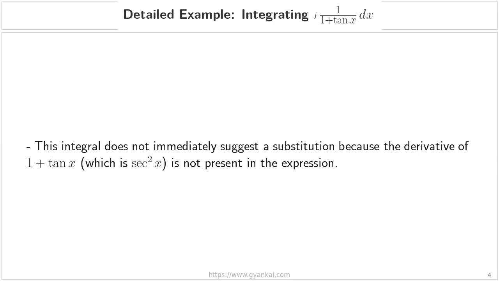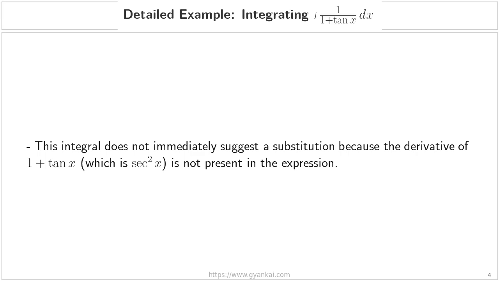Detailed example: integrating the integral of 1 over 1 plus tan x dx. Okay, let's look at this integral. Integral of 1 over 1 plus tangent of x, with respect to x. As we discussed in the previous slides, the core idea behind substitution is to spot a function and its derivative within the integral. Now, if you look at this integral, it doesn't immediately scream substitution at you, does it?